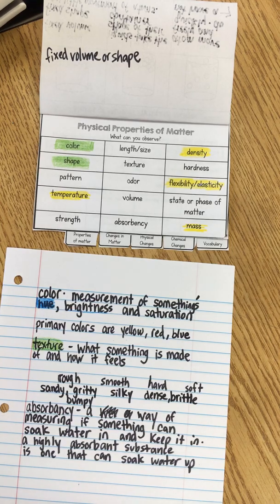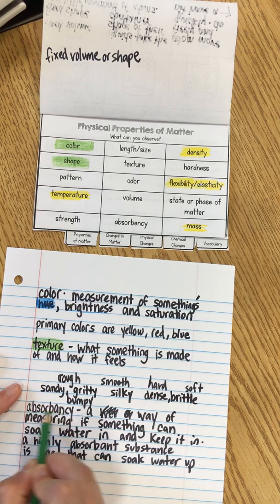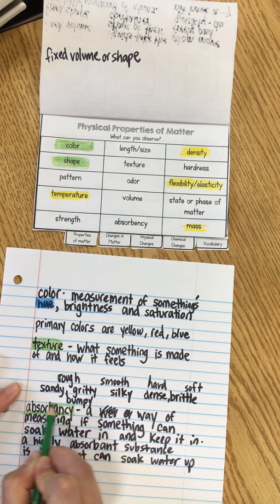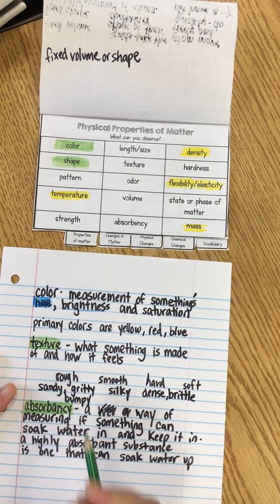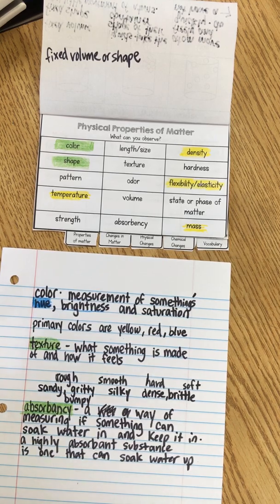The word absorbency refers to whether or not something is able to soak up water and keep it in once it's soaked it up. So, like you've all seen Bounty paper towel commercials, I'm sure, where they say that our brand of paper towels is the best at absorbing water or soaking up water. So absorbency refers to a way of measuring if something can soak water in and keep it in. A highly absorbent substance is one that can soak water up or soak up another substance.